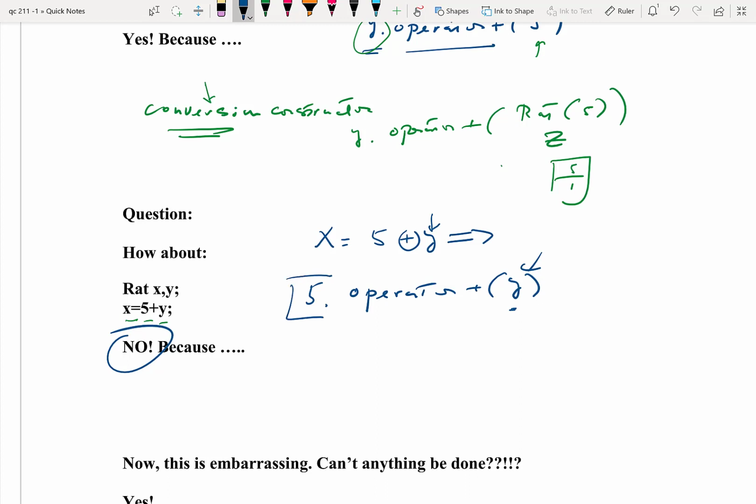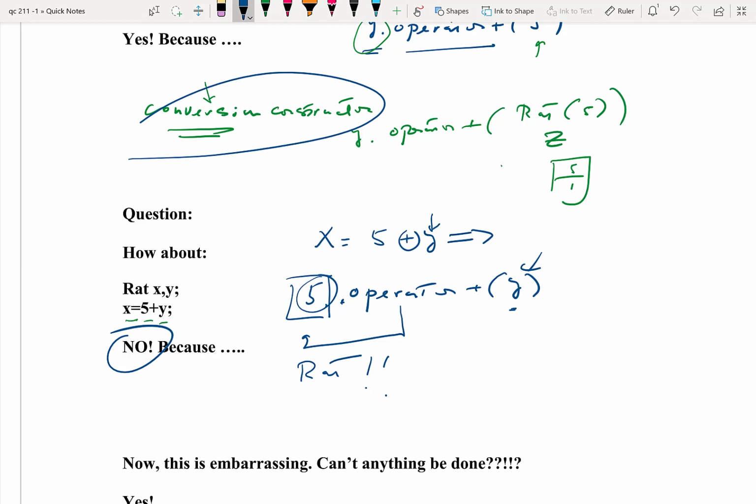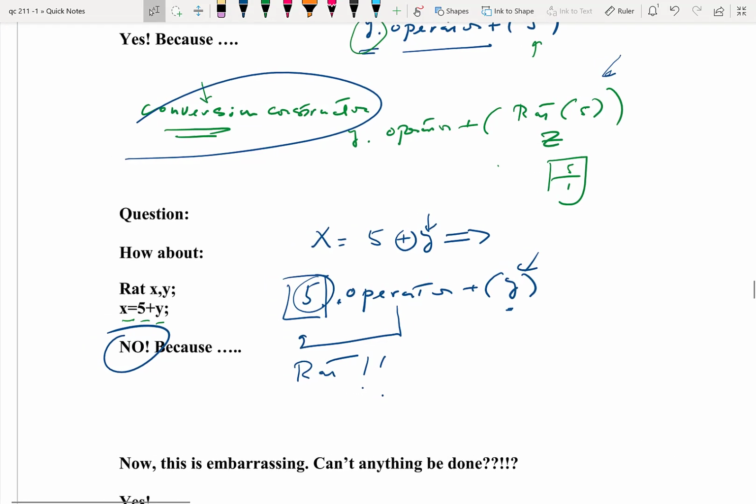But as we saw, the left-hand side, the object upon which the operator is going to be called, must be an object of the class. In this case, it has to be a rat. 5 is not a rat. And you might say, yeah, but wait, we have a conversion constructor. Doesn't work, right? It will not do that. It'll only do it over here when you're passing in a parameter, but it won't create an object for you upon which to call one of the member functions. So this does not work.